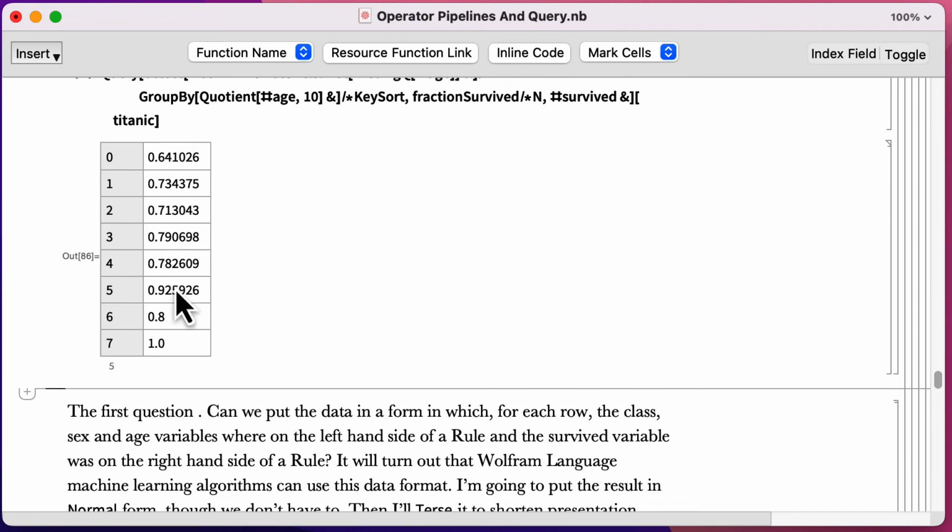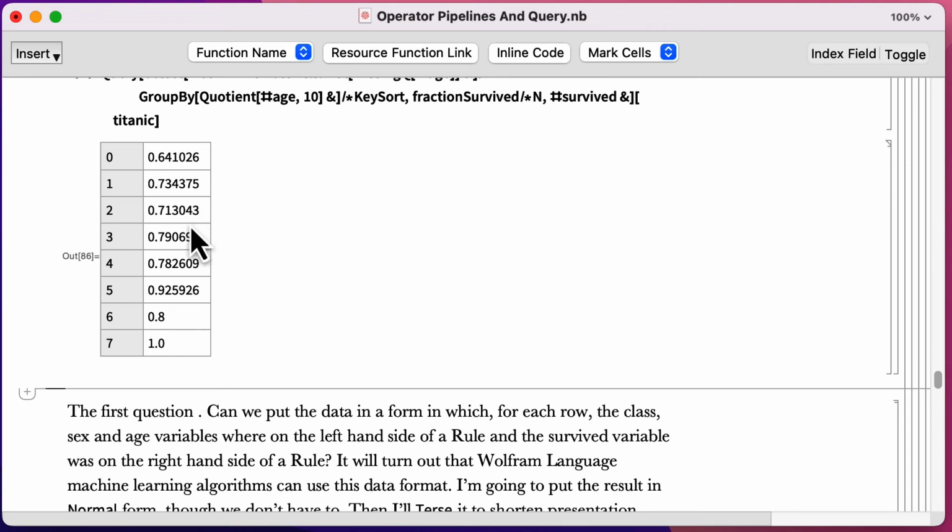And there we go. And so you can see that within women, age mattered, and old people did real well. Children actually didn't do so well. The women and children first. I think they forgot the children part.